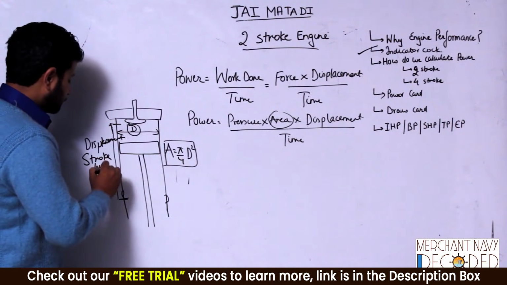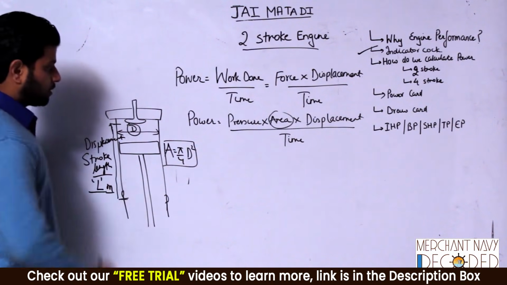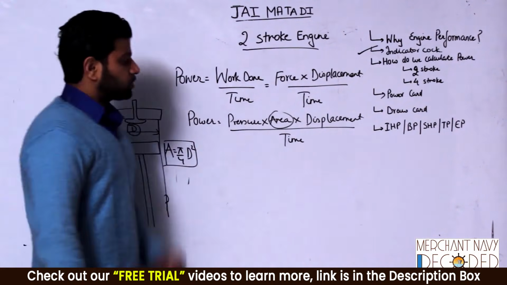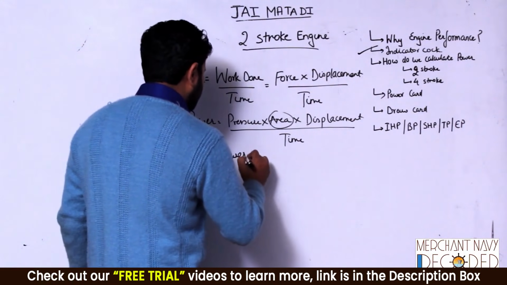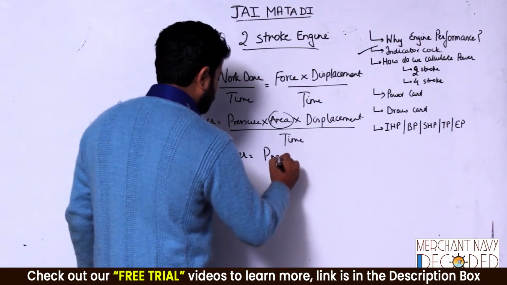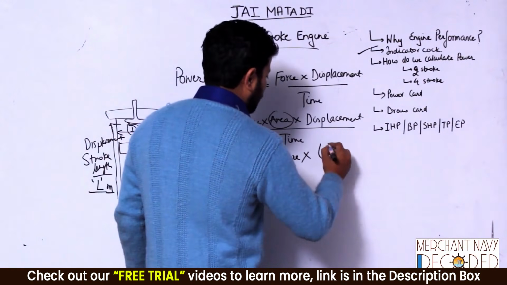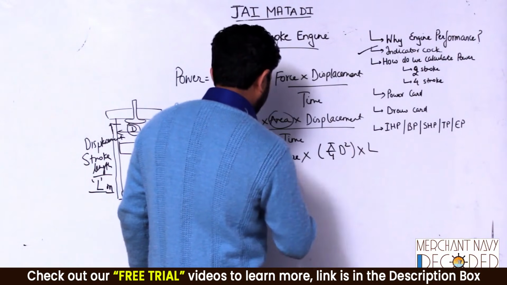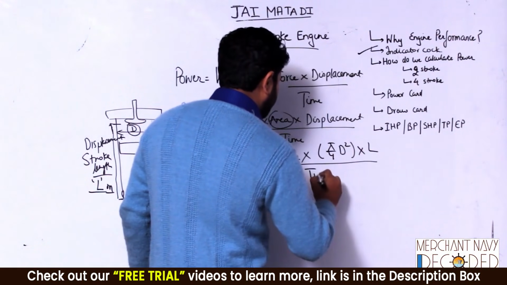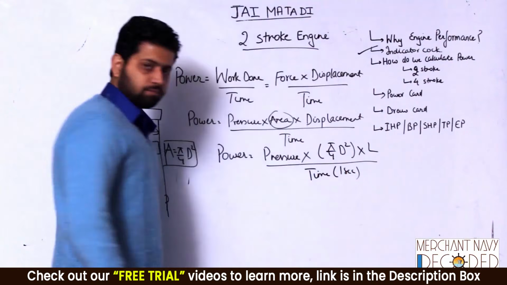It is denoted by L in meters. Area is also in meters. So now power becomes pressure into area, which is pi by 4 d square into L, upon time. Say 1 second. I'll take it as 1 second.